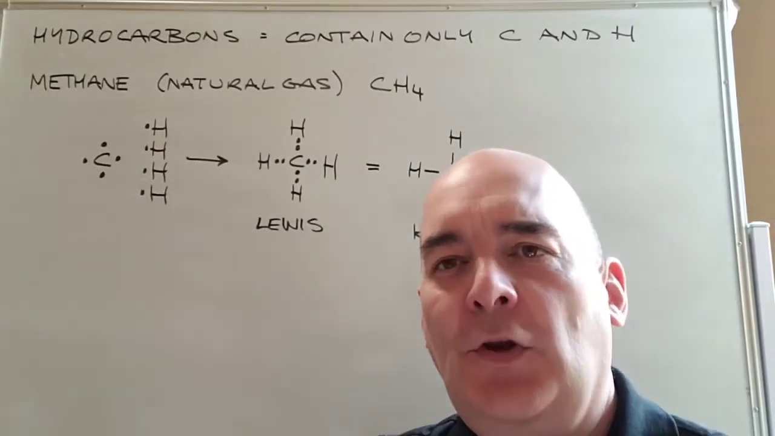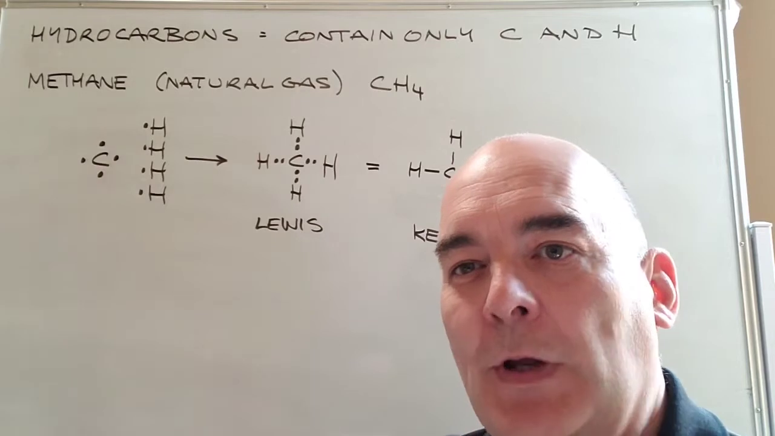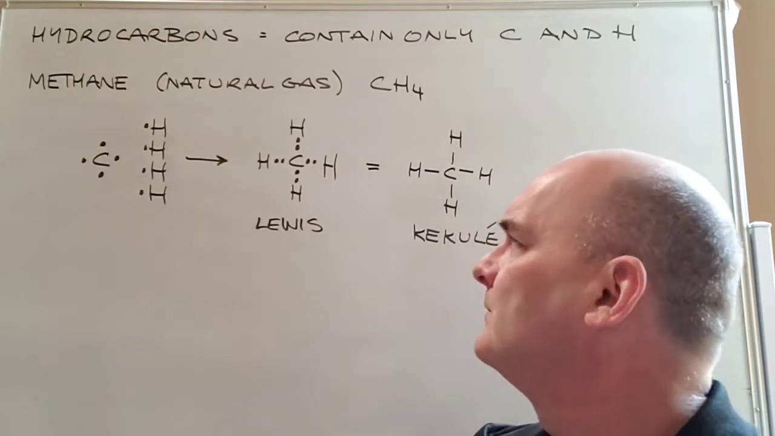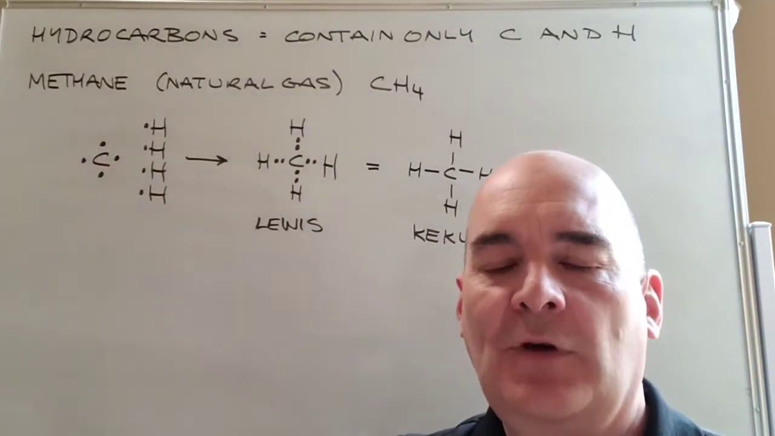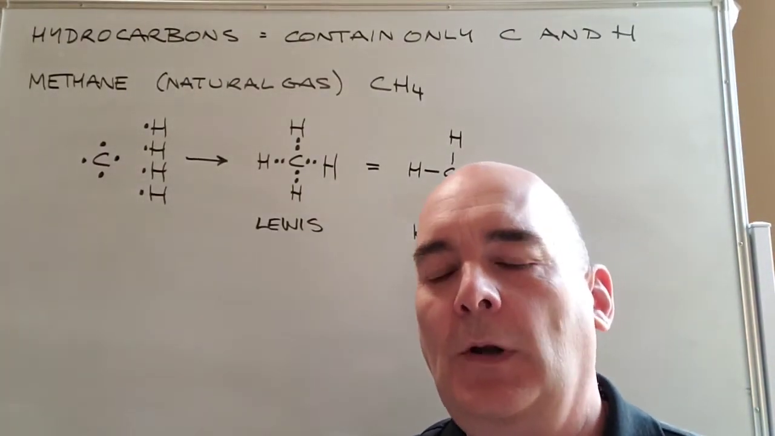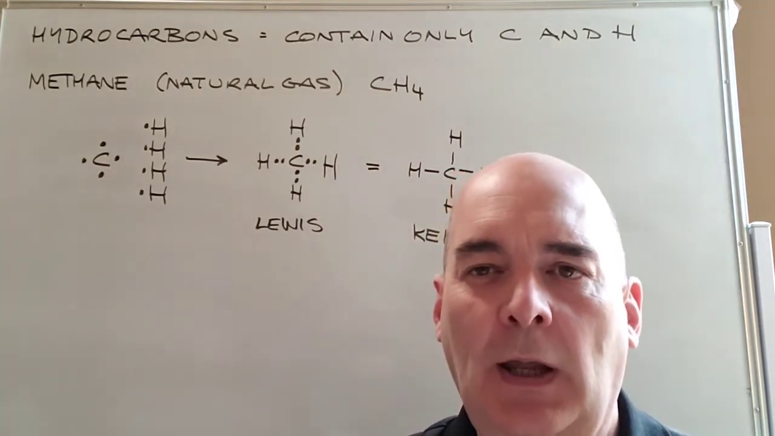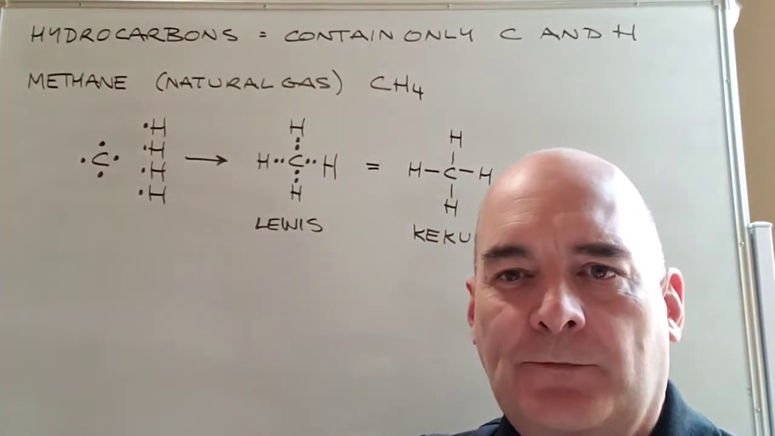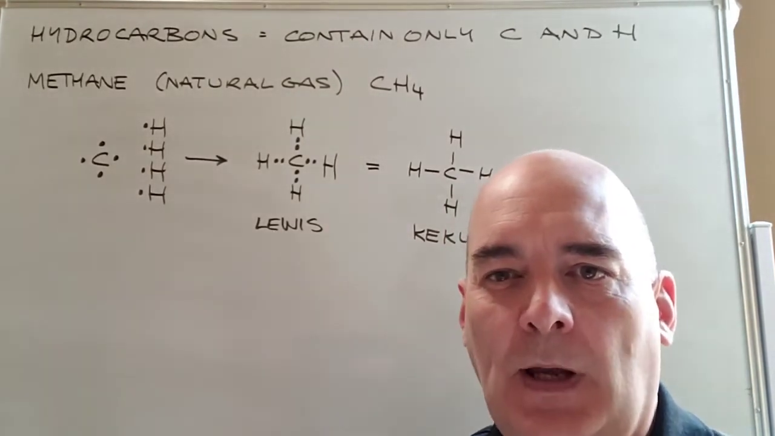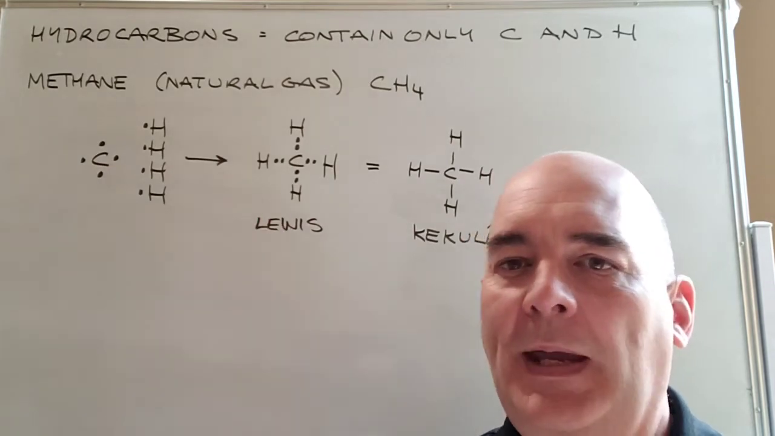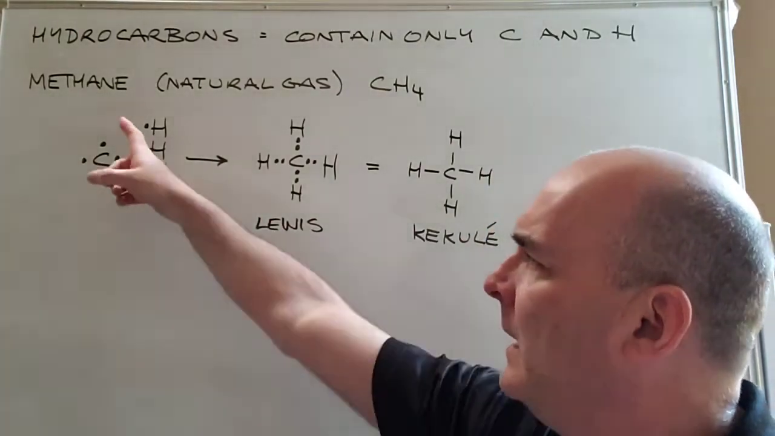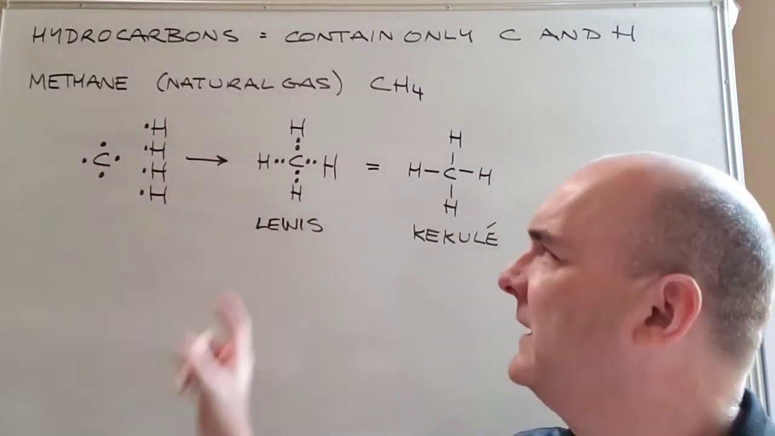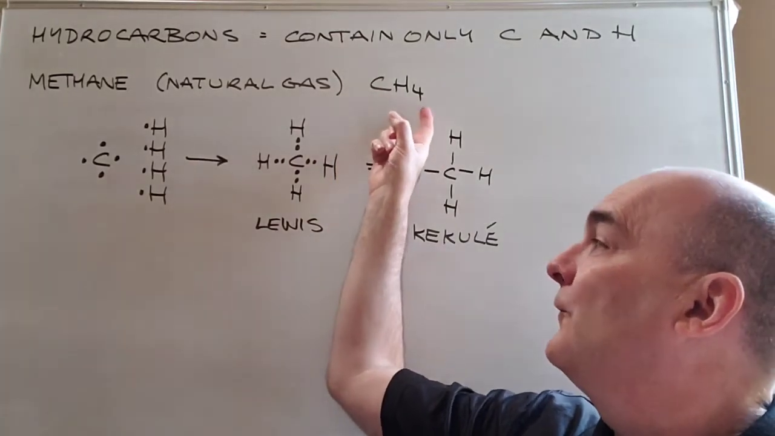So let's start by looking at the Lewis structures of some simple organic molecules and then work our way out and make them a little bit more complicated. We'll start by looking at the hydrocarbons. Hydrocarbons are molecules that contain only carbon and hydrogen. Okay, so carbon, group 4, always makes 4 bonds. Hydrogen, group 1, always makes 1 bond. Our simplest hydrocarbon is methane. It's a component of natural gas and it has chemical formula CH4.